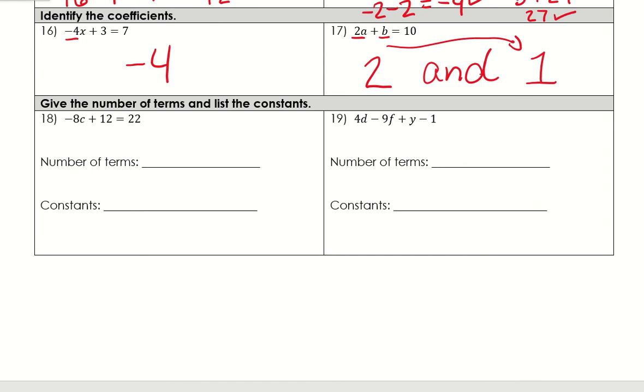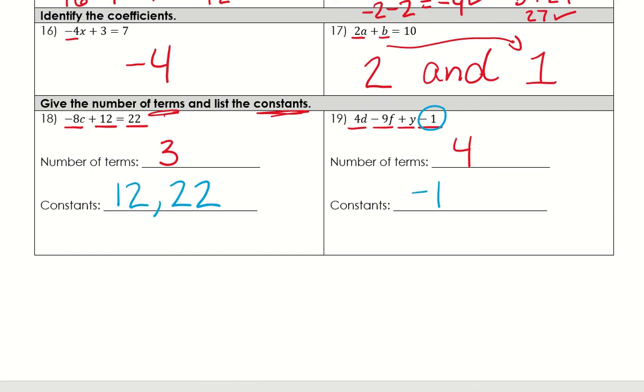And now let's go ahead and do 18 and 19, talking about terms and constants. Terms, remember, are our pieces of an expression or equation. So here I have 3 pieces. And then a constant is a number that stands alone. It's constantly alone. So my numbers alone are 12 and 22. In number 19, I have 1, 2, 3, 4 pieces to my expression in this case. My constant is only negative 1. Everything else has a variable with it, so it does not have a constant.